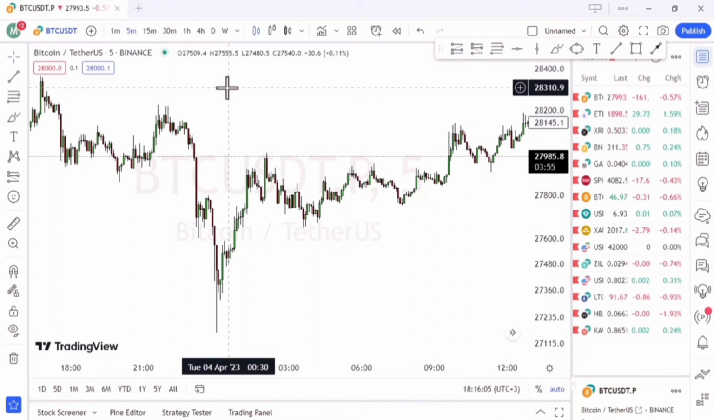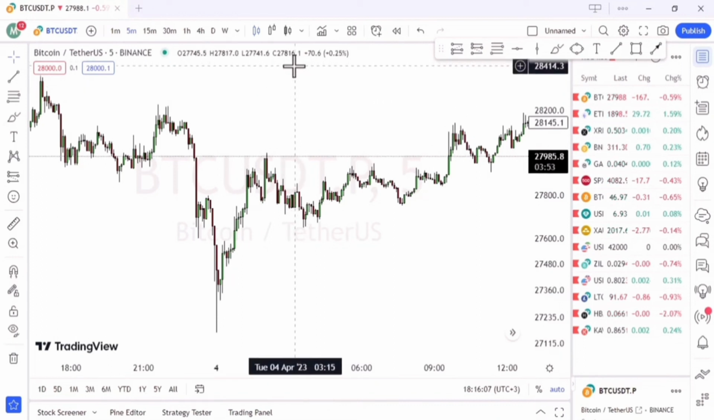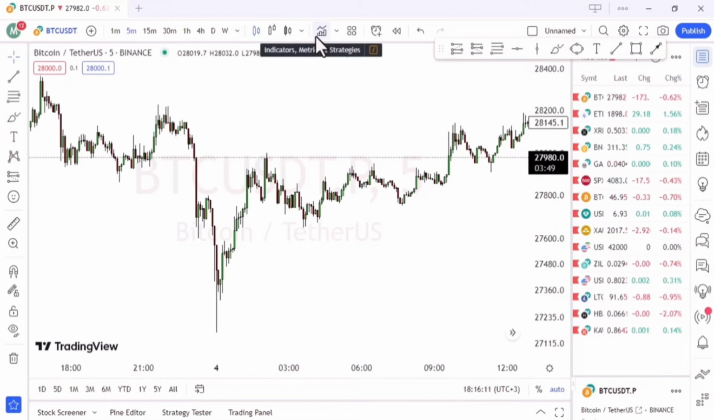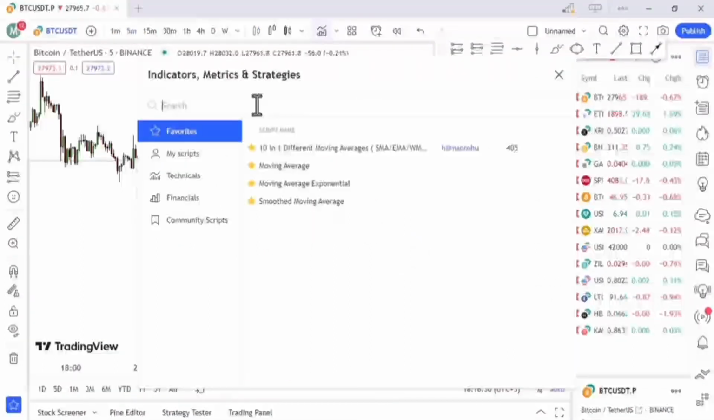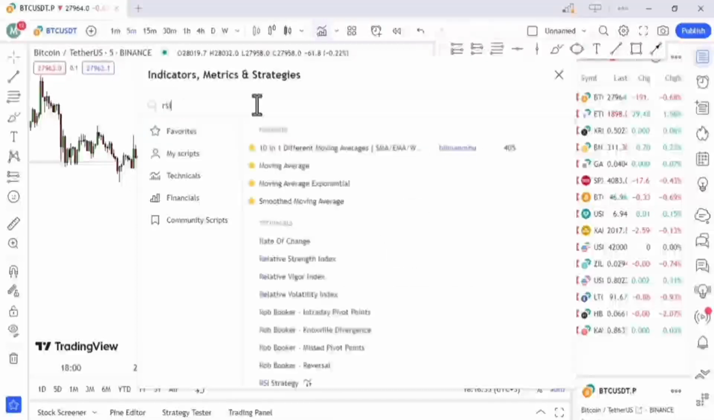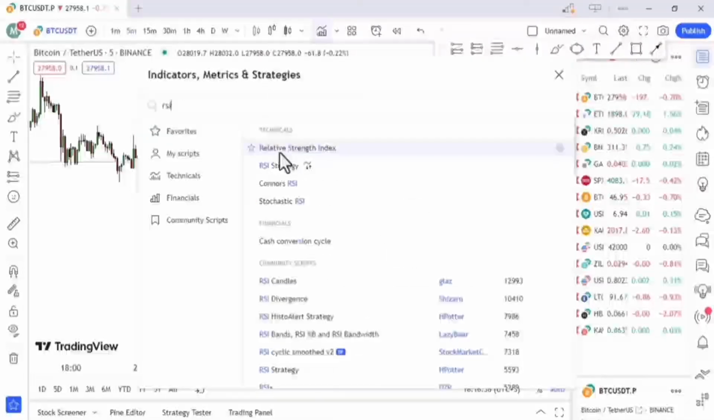Simply, we have to go to the indicator section. But before that, if you don't know how to work with the TradingView platform and how it works, previously I made a complete dedicated video for it. Go check it out. There's a link down in the description. So we're going to the indicators section and we simply write down RSI. And it's here, Relative Strength Index.